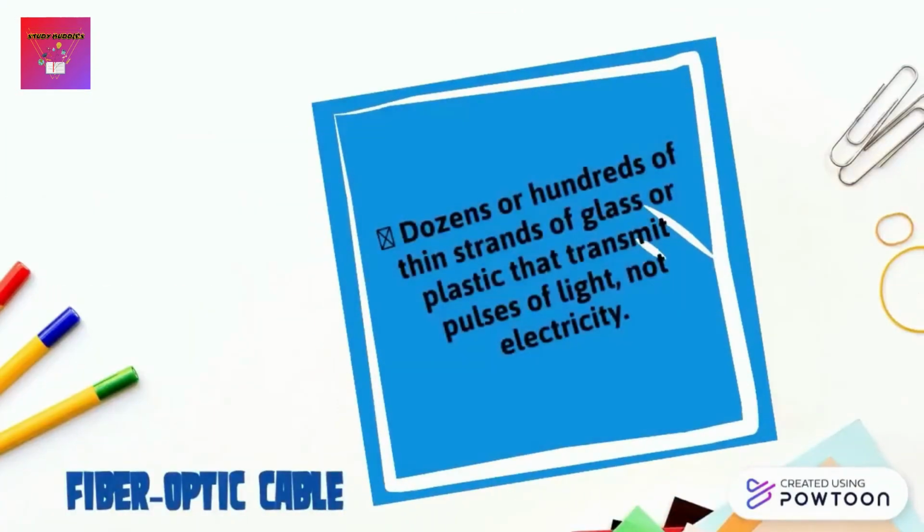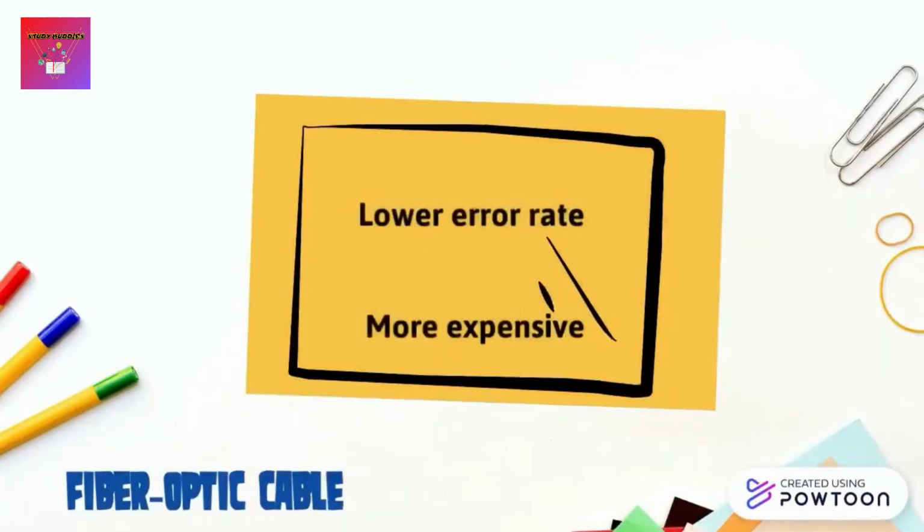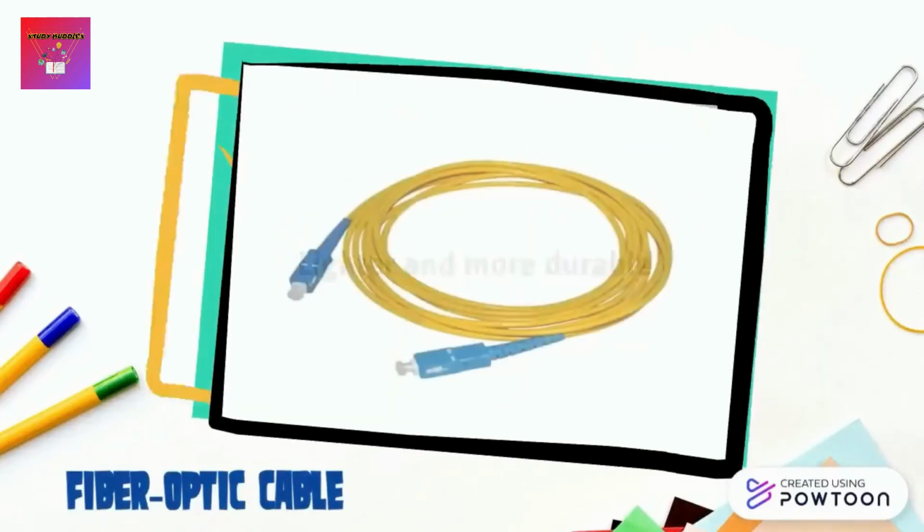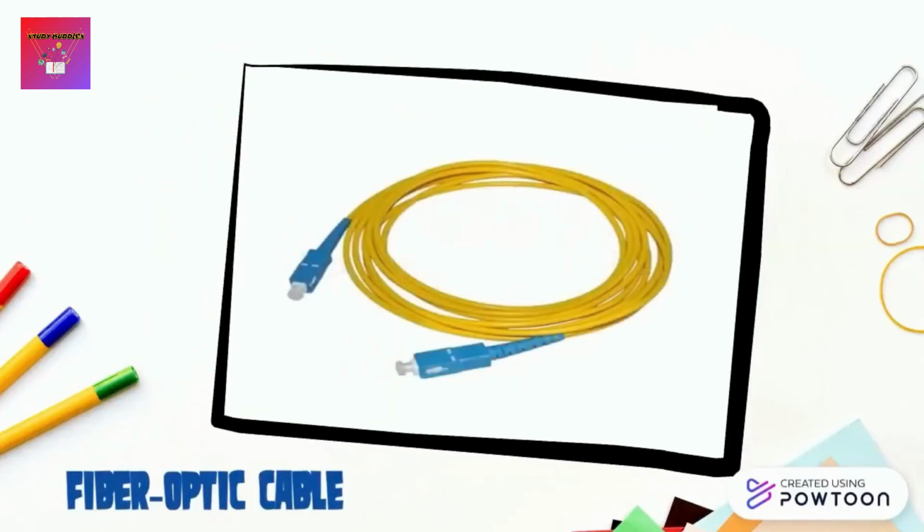A fiber optic cable is dozens or hundreds of thin strands of glass or plastic that transmit pulses of light, not electricity. It is used for transmission of large volumes of data. A fiber optic cable has a lower error rate and is more expensive than twisted pair or coaxial cable. It is also lighter and more durable than twisted pair or coaxial cable. This picture shows a fiber optic cable.